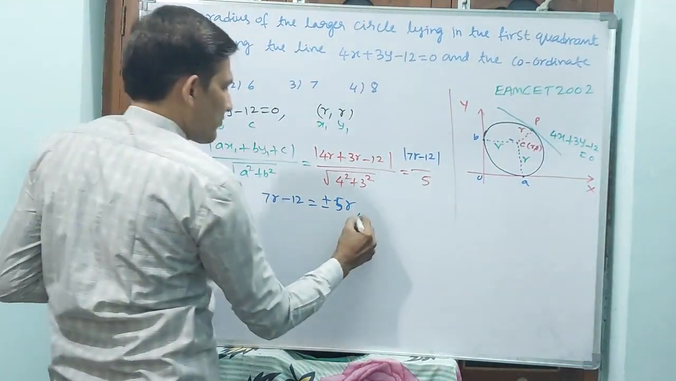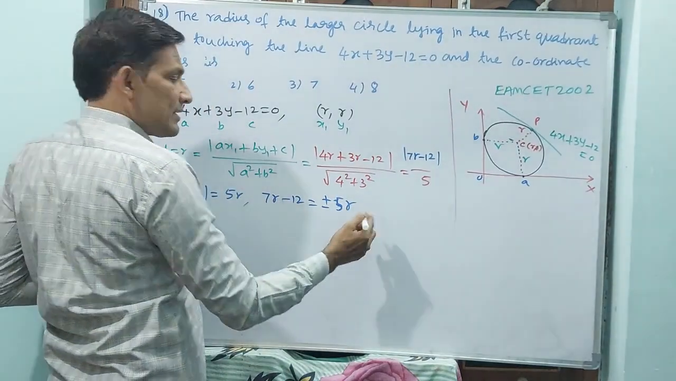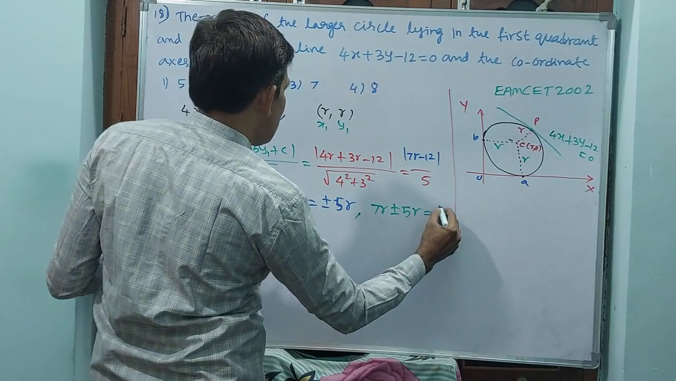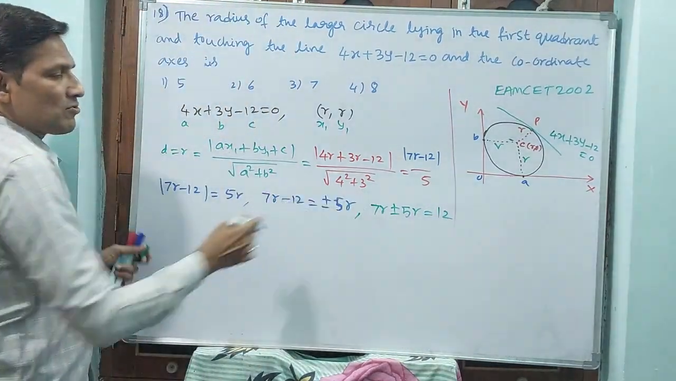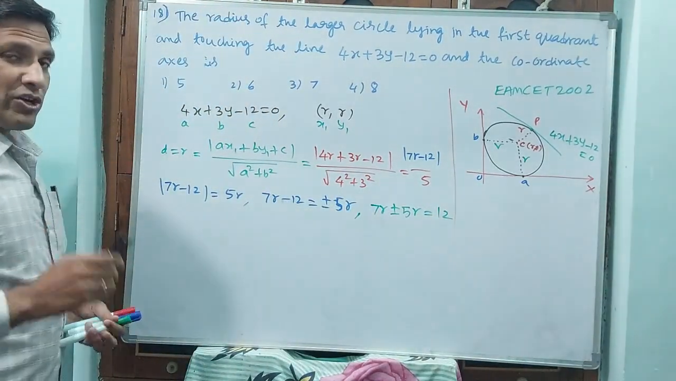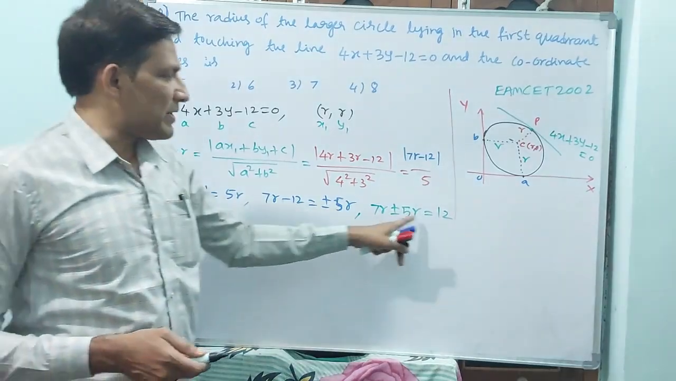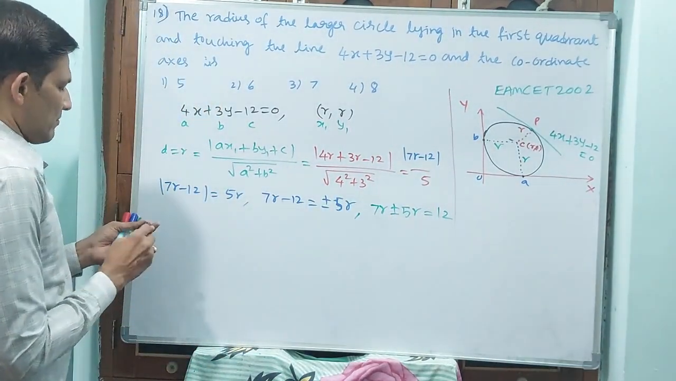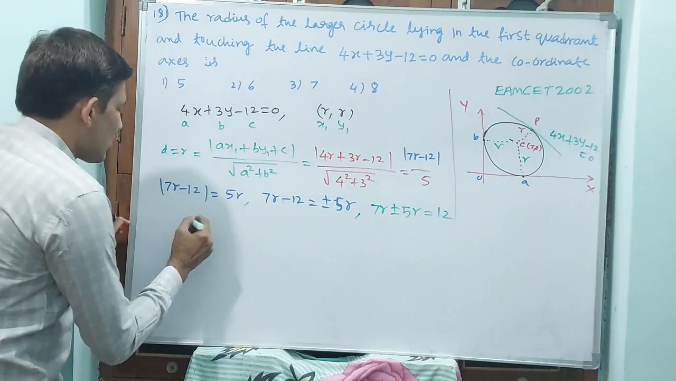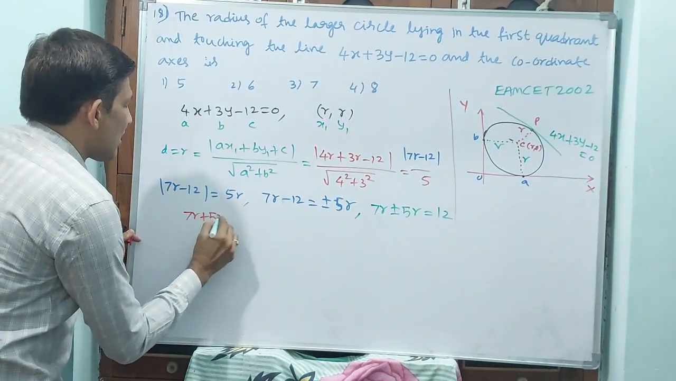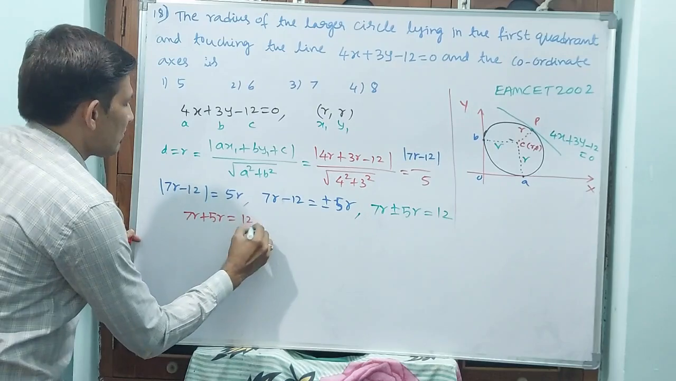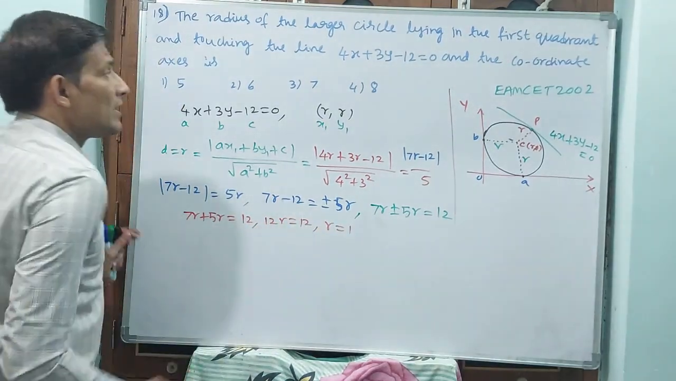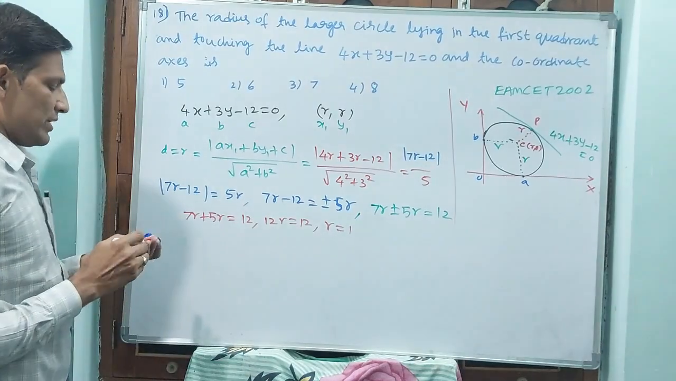Now come back again. Sending this to that side, you see 7r plus or minus 5r is equal to 12. Why? Because minus 12 is going to become plus 12. Okay, here two values will come, because 7r plus 5r and 7r minus 5r. Write down: 7r plus 5r is equal to 12, so 12r is equal to 12, r is equal to 1. That means the radius is 1 unit.